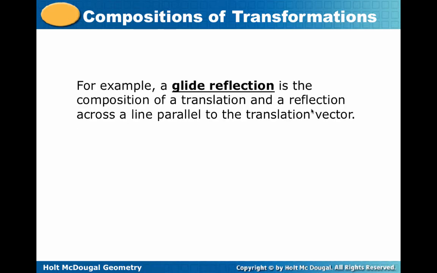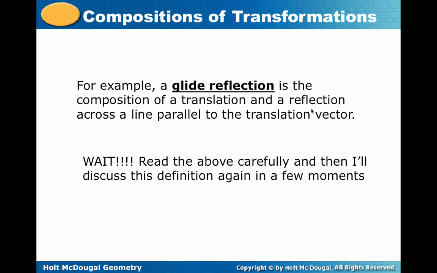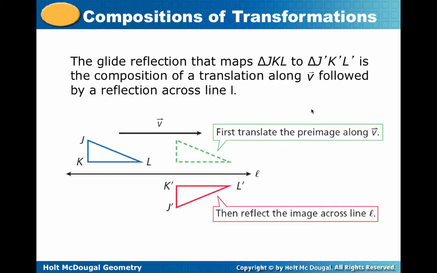So a glide reflection is one example of a composition of transformations. Now let's face it, you can do a reflection and a translation and you don't have to call it a glide reflection. However, in this case, there's something very specific. So read the above very carefully, and then we'll discuss it again in a few moments. For starters, though, it's a translation and a reflection. So let's go look at that.